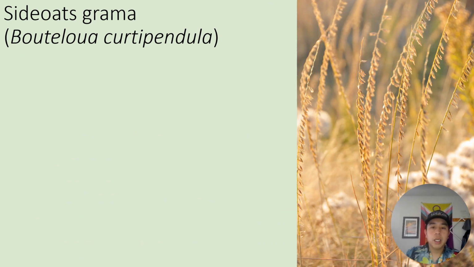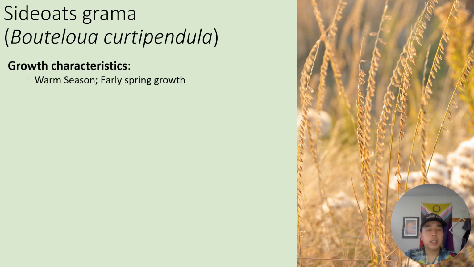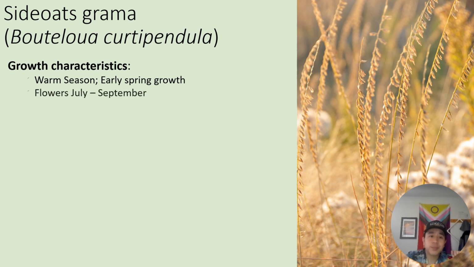In terms of side oats grama, or Bouteloua curtipendula, and its growth characteristics. It's a warm season plant. And again, this is different than many of the other plants we reviewed, which typically were cool season plants. This warm season plant has a lot of early spring growth, which is sometimes unusual for a warm season plant.